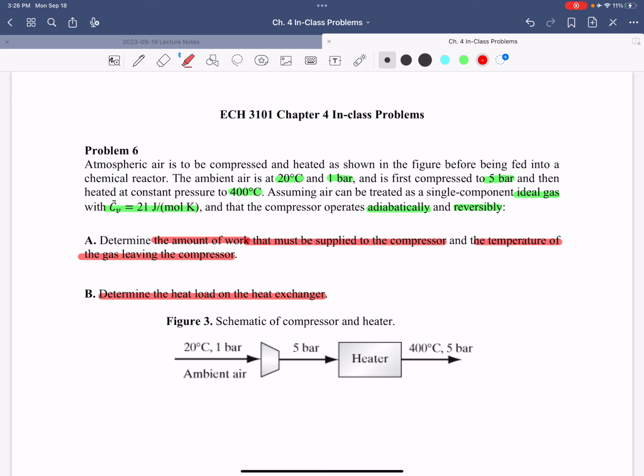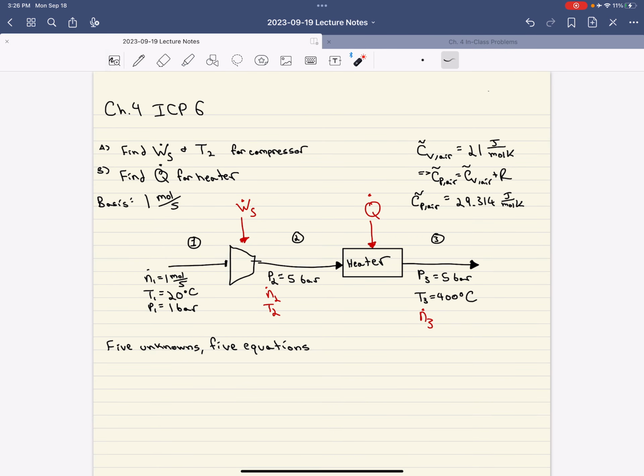Based on the information in this problem, we could sketch out a process flow diagram that looks like this. We sketch the two components of our process. We have our compressor, which inputs some shaft work into the air in order to change both its pressure and its temperature. Then we have a heater that inputs some heat in order to change the temperature to 400 degrees Celsius. We're assuming it's an ideal gas, so to get CP from CV, all we have to do is add the gas constant, R.